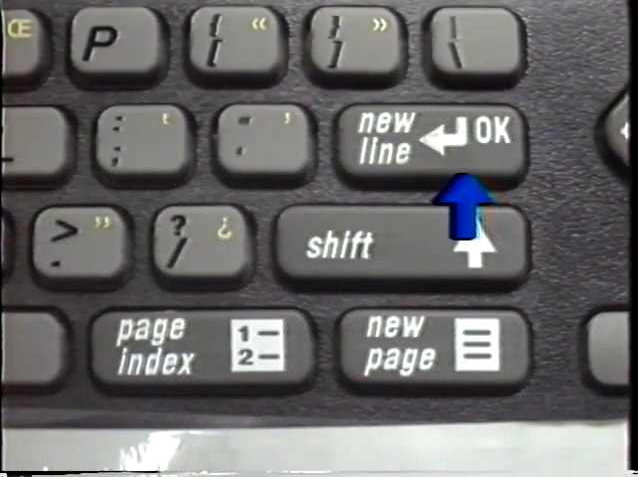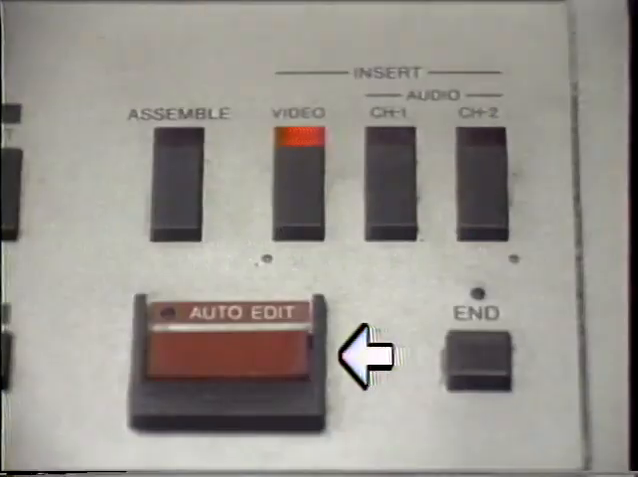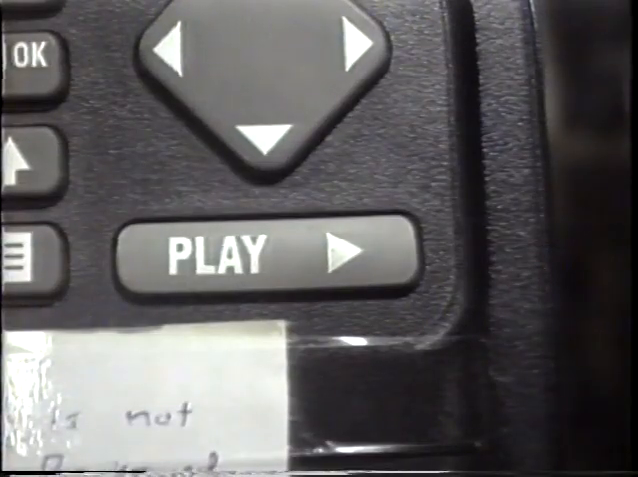If the preview looks alright to you, press the OK button on the title maker to return yourself to the work screen and press the Auto Edit button. When the recording starts, press play. Press play again to make your title disappear before the recording finishes.